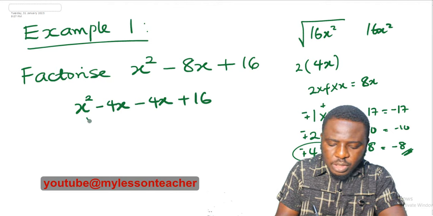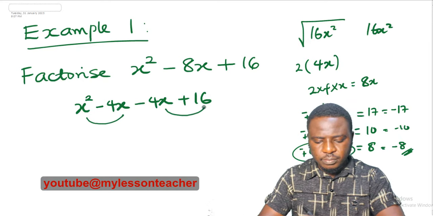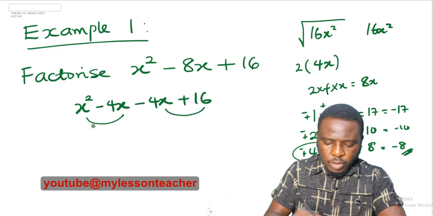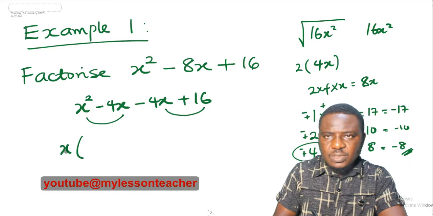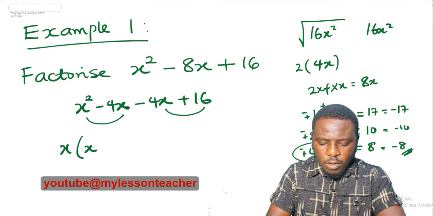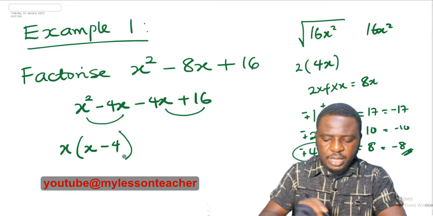Look at these first two terms, what is common? Also look at the second two terms, what is common? Now, when you look at the first two terms, you discover that x is common. So we factorize out x into, when you divide the first term by x, what will be left? X will be left, so you put it in a bracket. That's how to factorize. Divide minus 4x by x, you have minus 4, and close the bracket.